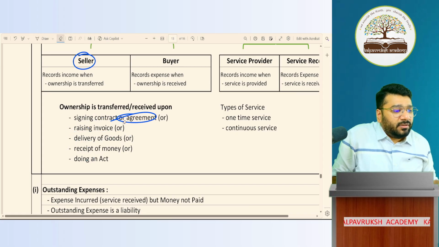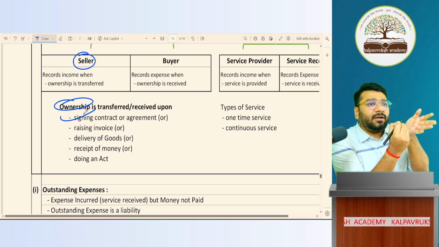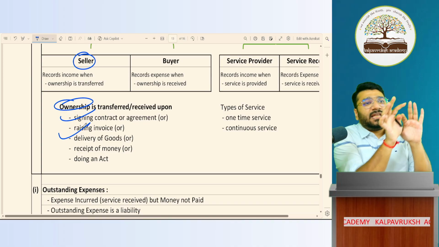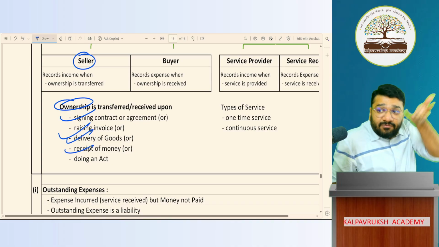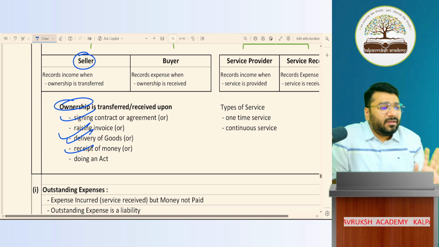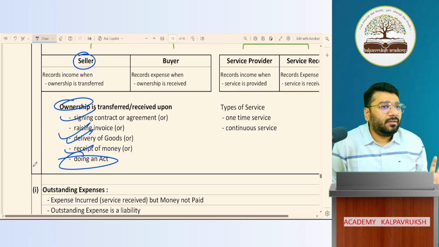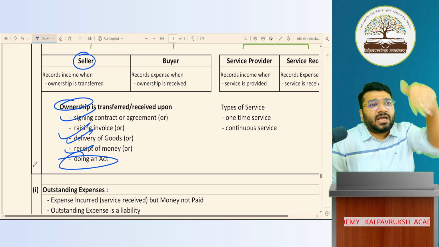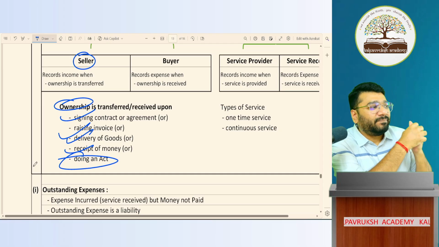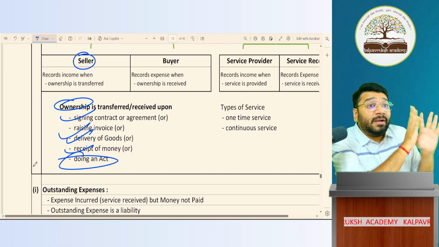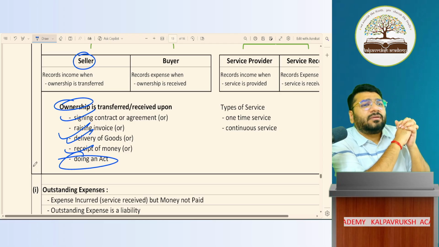Sir, we understood that ownership is transferred upon signing a contract. If I sign a sale agreement, ownership is transferred. If I raise an invoice, ownership is transferred. If I deliver goods, ownership is transferred. If I receive money, ownership is transferred. We understand all this, sir. What is the last one? Doing an act. So doing an act is transfer of ownership. This I didn't understand. Can somebody give me an example for this? The last line, can you give an example? By doing an act, ownership is transferred. What act?